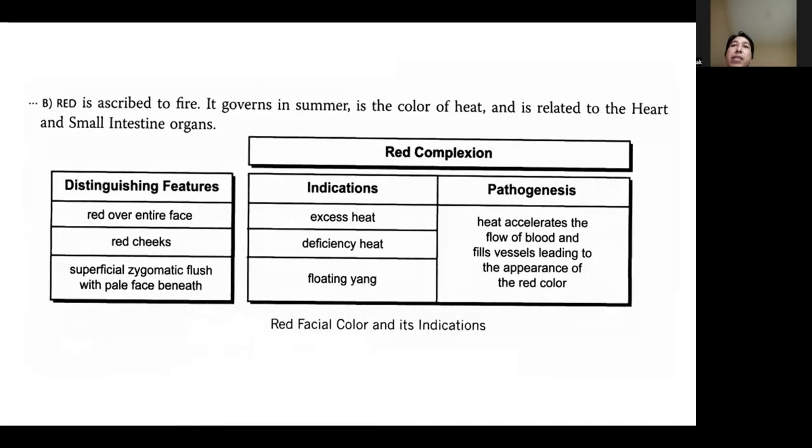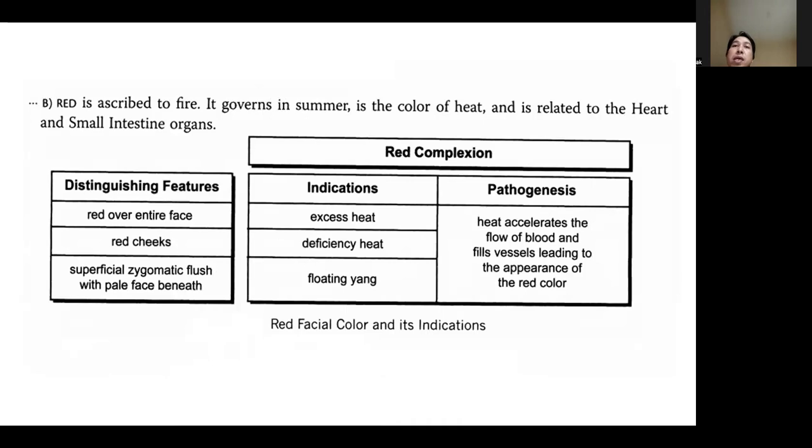Letter B, red is ascribed to fire. It governs in summer, is the color of heat, and is related to the heart and small intestine organs. This is the table of red facial color and indication.